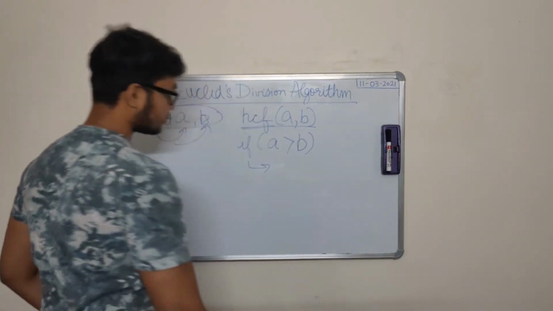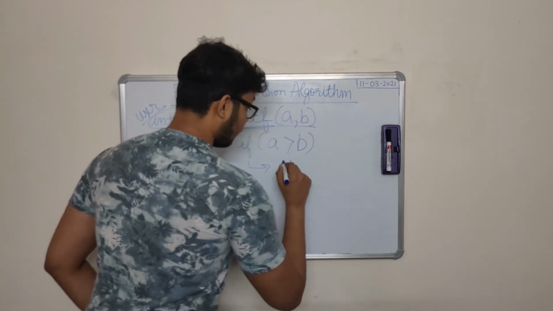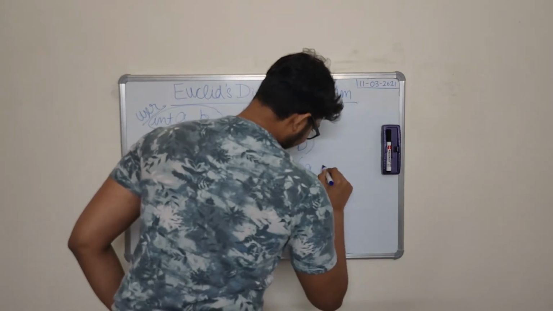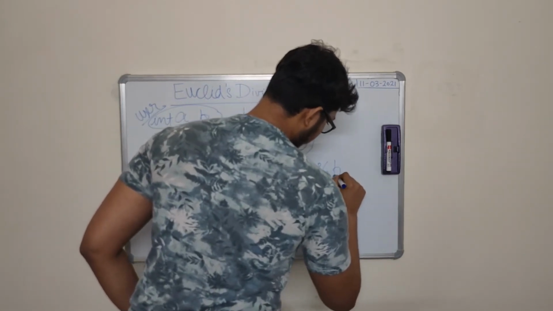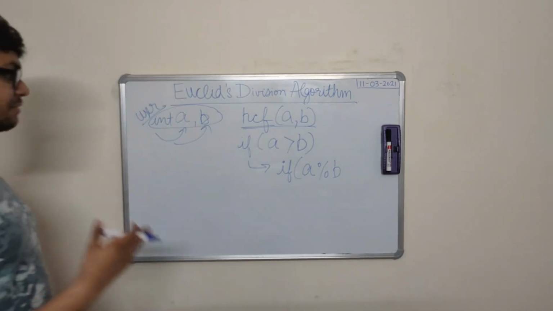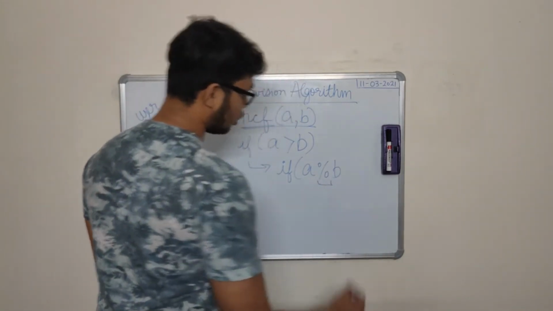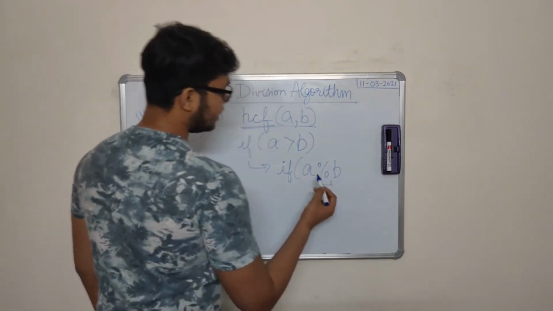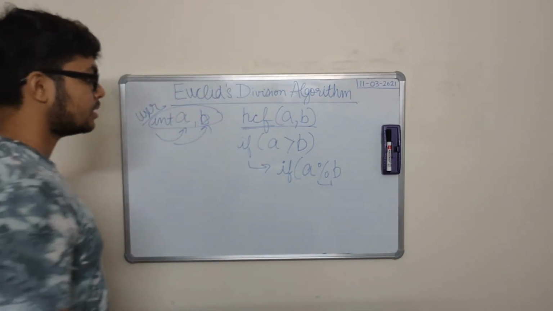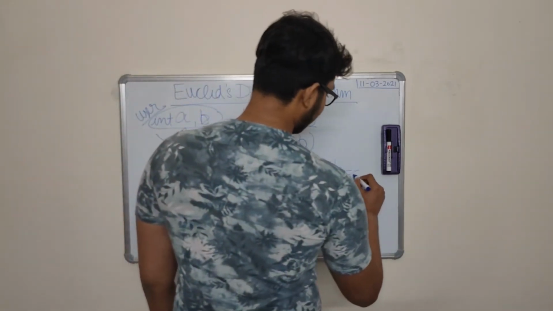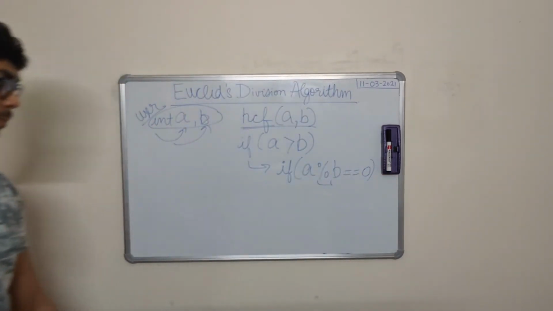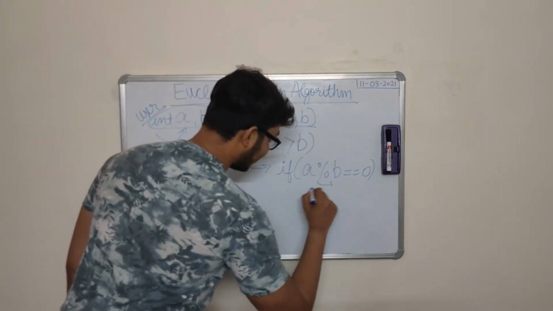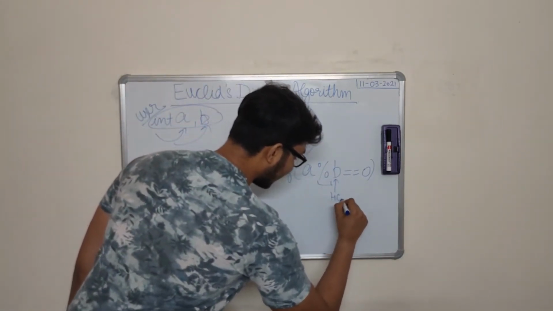Then one more, if A modulo B. I think everyone is already aware of what a modulo operator does. It simply gives the remainder when we divide A by B. So A modulo B, if it is equal to 0, in that case, B is actually our HCF.